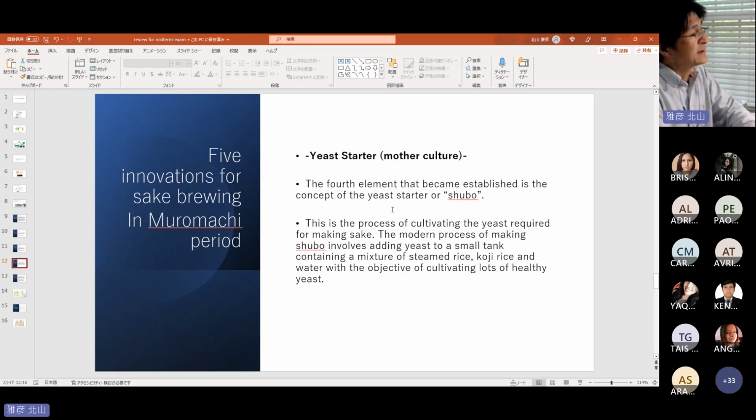And the fourth technique that they developed is using yeast starter, or mother culture, or seed culture, we can also call it, or in Japanese, shubo. So this is the mixture of a high concentration of healthy yeast cells to start the main fermentation for sake. This is the fourth technique that the temple in Nara developed.